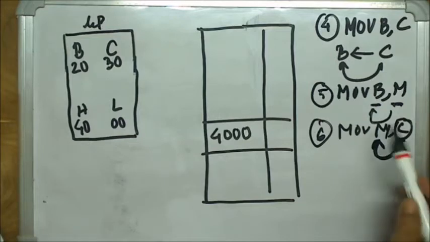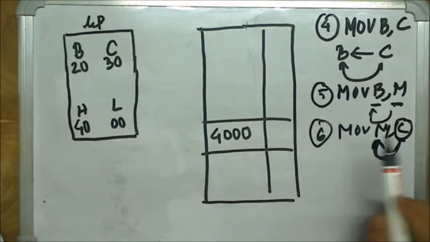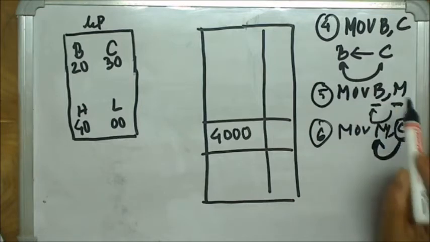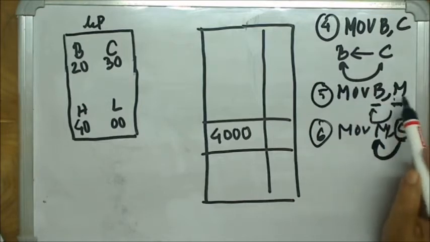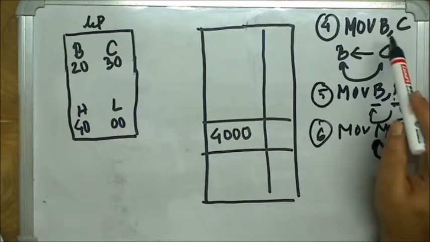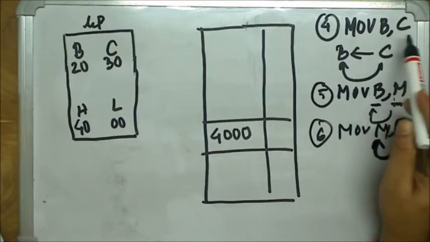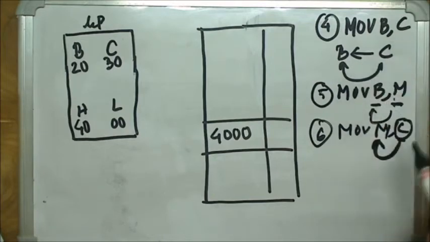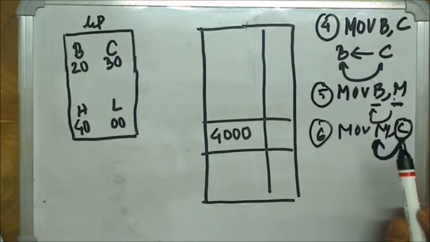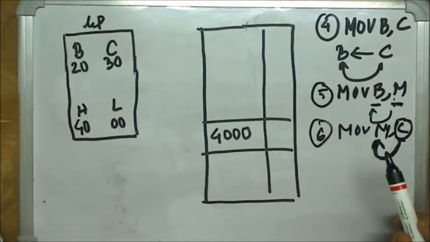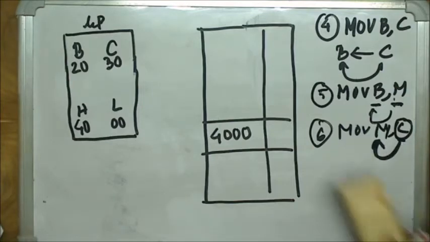Now in all these instructions you can use any of the registers, apart from M, which is not a register, it is a memory location. Here I have used registers B, C, but you can use any of the registers from A to L. Now let's understand all this by an example.